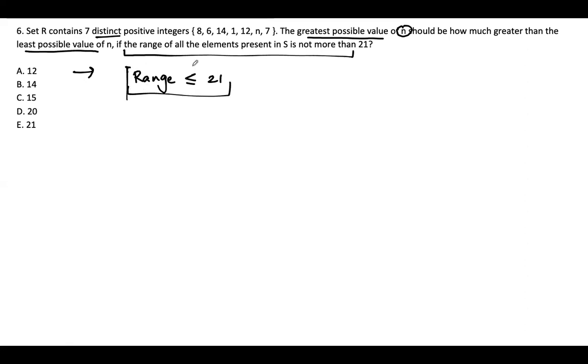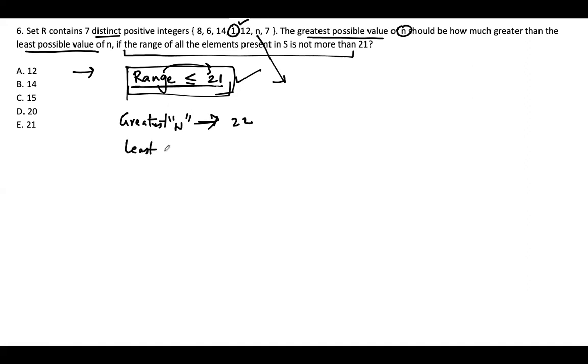Following this condition, what can be the greatest value of n? Jaspreet, let her answer. I think 22. Why? Because the lowest is 1, and you can have maximum range as 21. So what can be the value of n? 22, so that 22 minus 1 is 21.